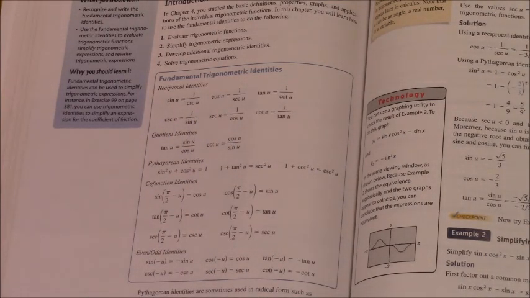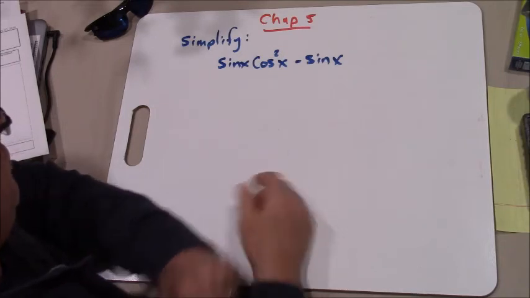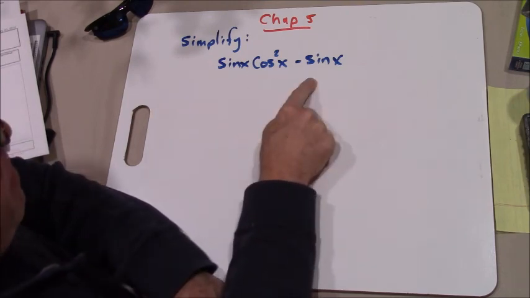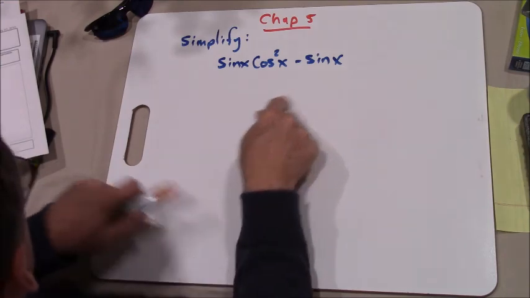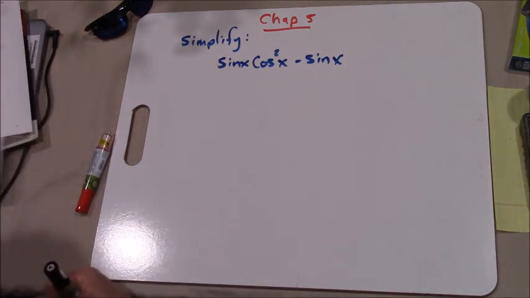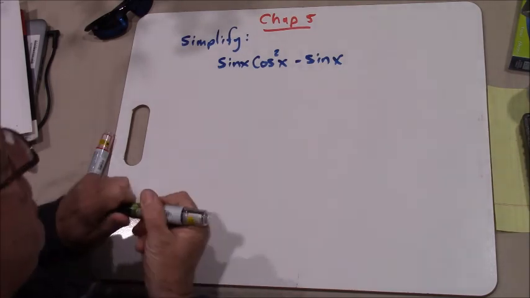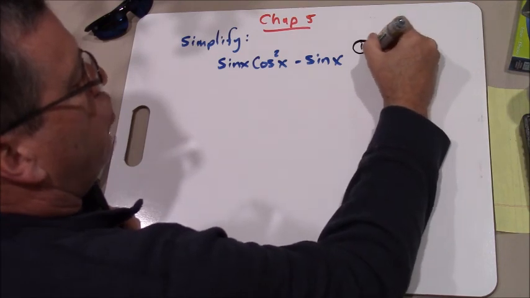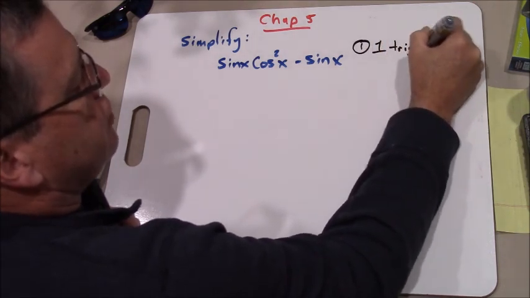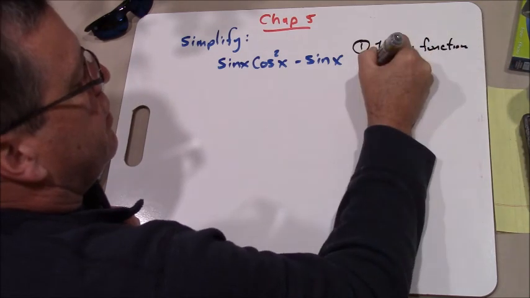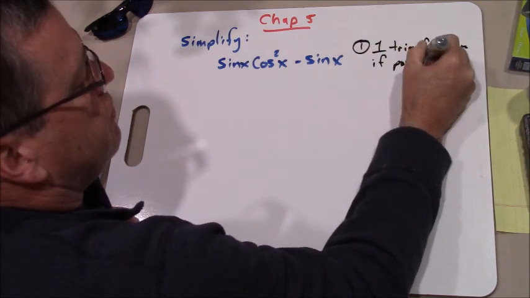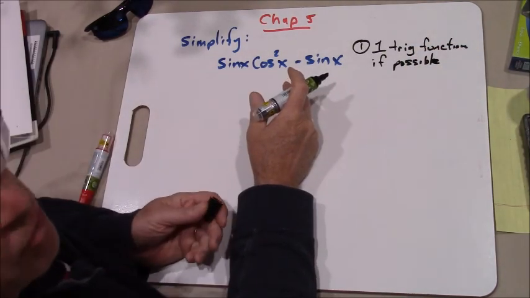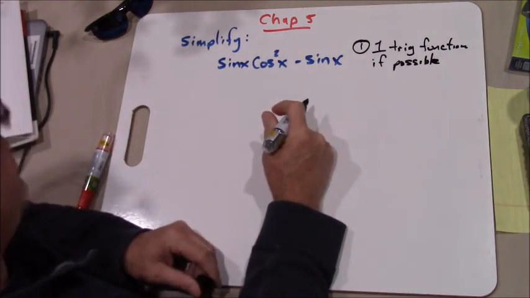Really the main thing that we want to get out of this first section is how do you simplify a trigonometric expression? And so first of all we need to talk about a couple of rules. And our rules are this. When we simplify, we want to try to get down to one trig function if possible. You can't always do that. Sometimes we just won't be able to, but if we can, we want to try and do that.